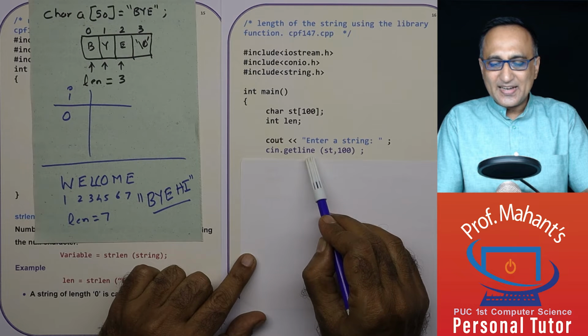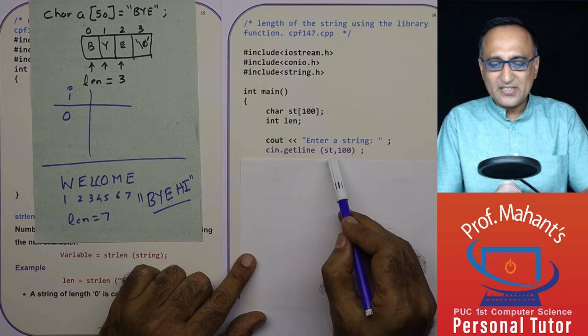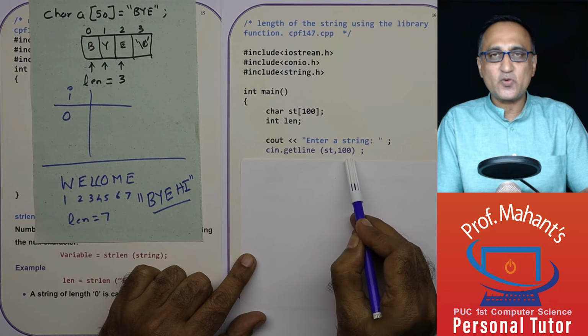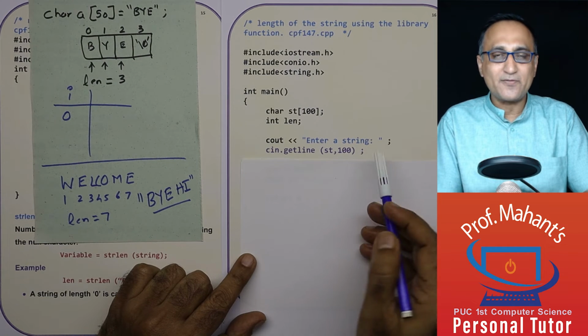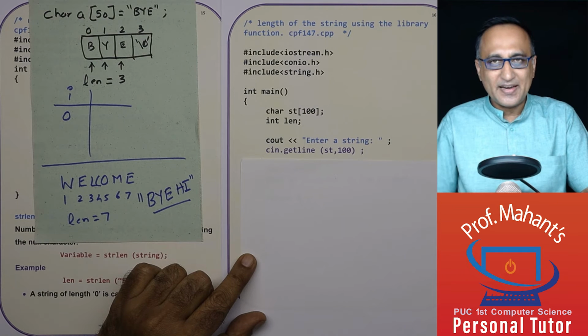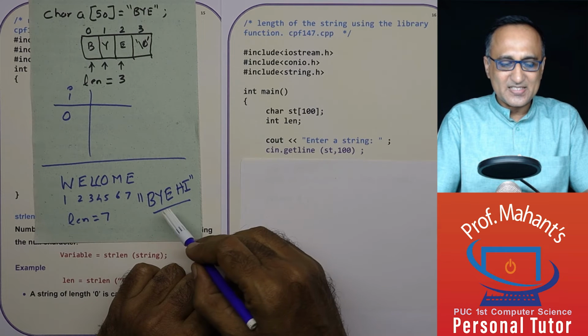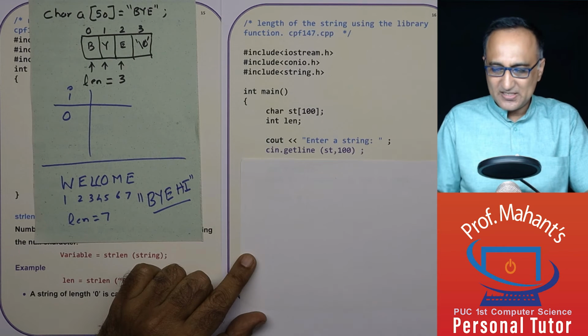Using cin.getline, I am reading a string, a series of characters, into st. The maximum characters you can enter is 99 because one is for the null character. Or you enter as many as you want and just press enter. It will take care of that. Once I store the characters in st, let us say I store "bye hi" in st.